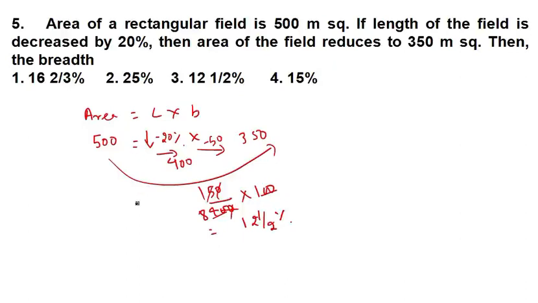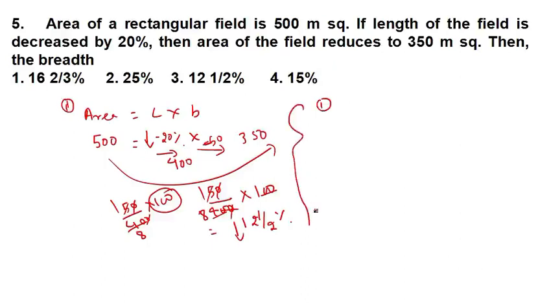Okay, understood what I did? This is 50 by 400 into 100. Don't touch this 100. Just cancel 0, 0, 5, 1, 5, 8. So the 1 by 8 fraction, if you want to convert into percentage, you get 12 1 by 2 percentage. So since this is a minus sign, breadth will get reduced by 12 1 by 2 percentage. This is method second.